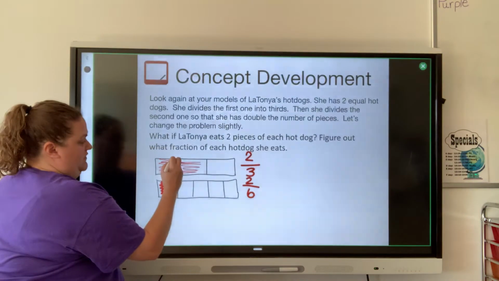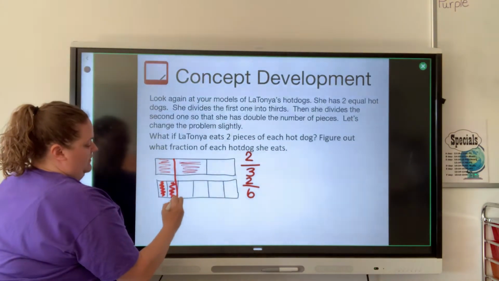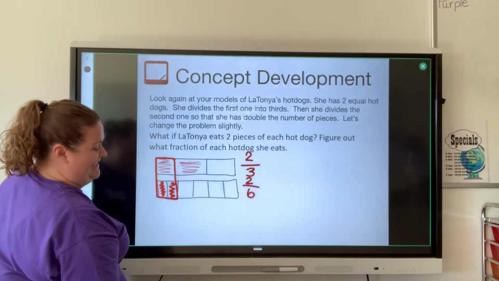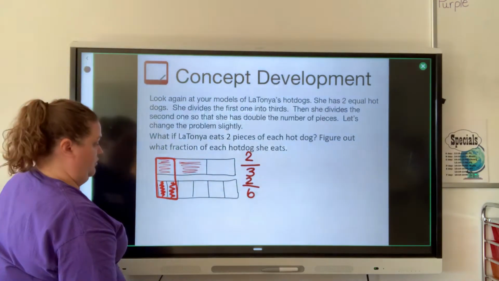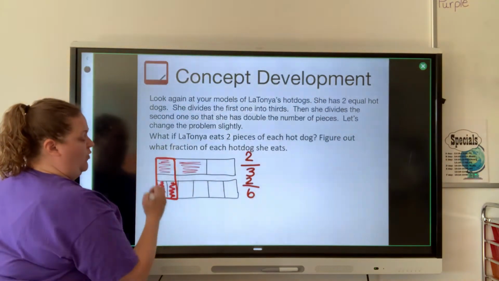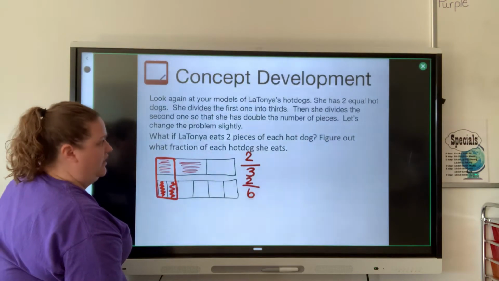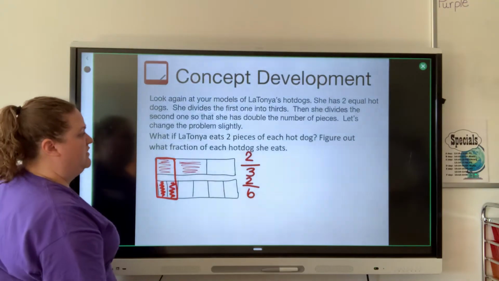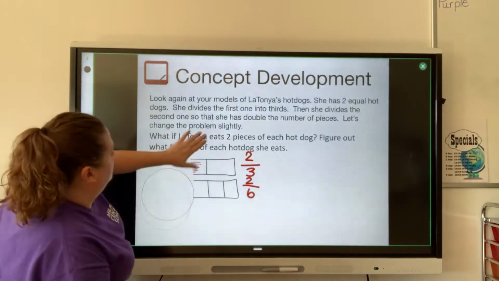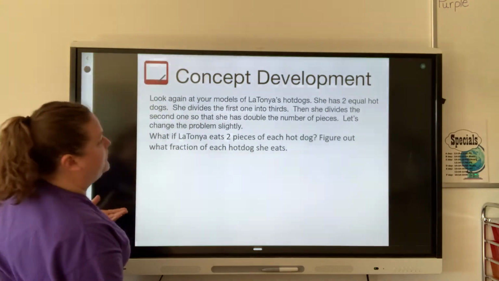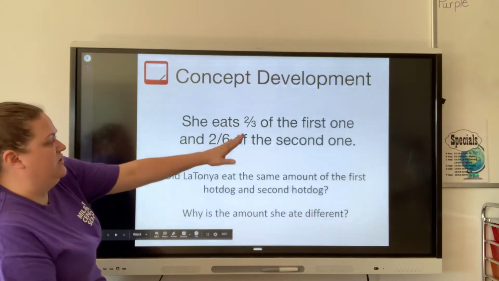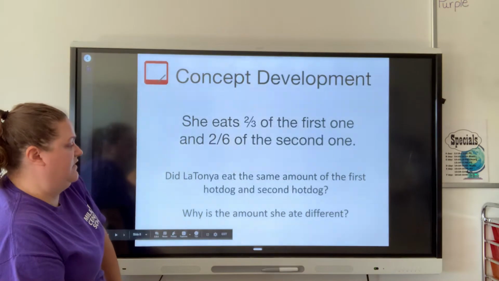If you actually look at this too, an extension question would be this: what is 2/6 equivalent to? And 2/6 would be equivalent to 1/3 of a hot dog. So just a little something for you, a little extra. So, I gotta erase all this. That's really what we're gonna be doing today. We're gonna be looking at fractions and drawing pictures to them. So she eats 2/3 of the first one and 2/6 of the second one.